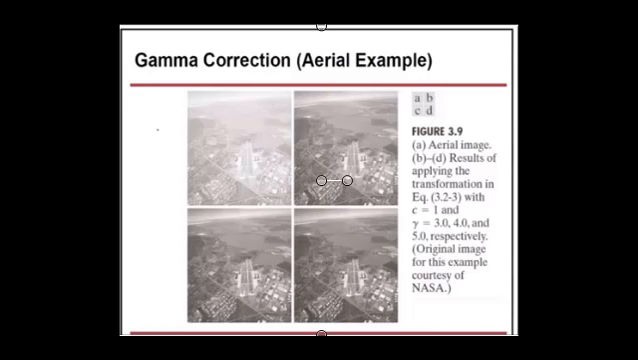See, this is an aerial example, an image taken by NASA, the space agency of the USA. In the first image, the image is entirely cloudy. We can correct this image using the gamma correction technique. Image intensity transformation using gamma correction gives a clear image with clear object boundaries.